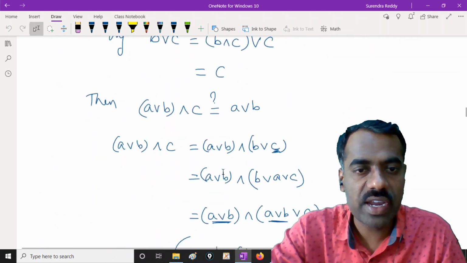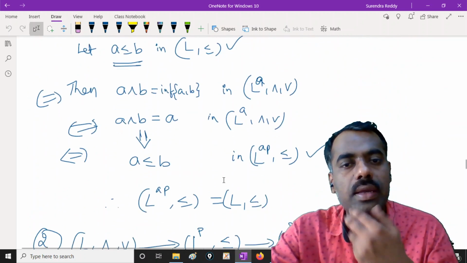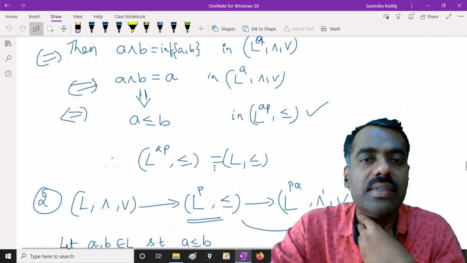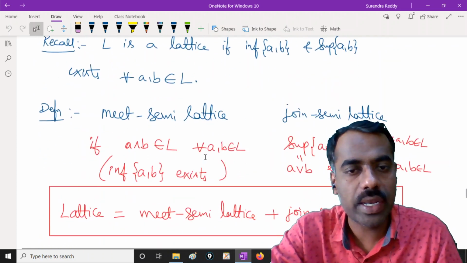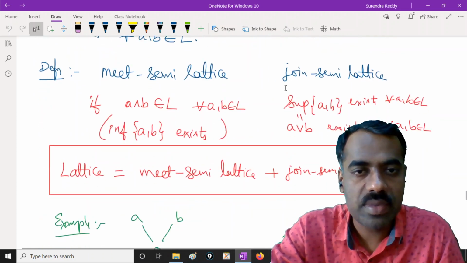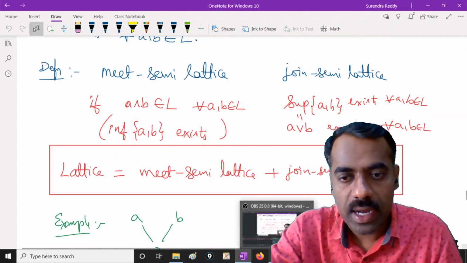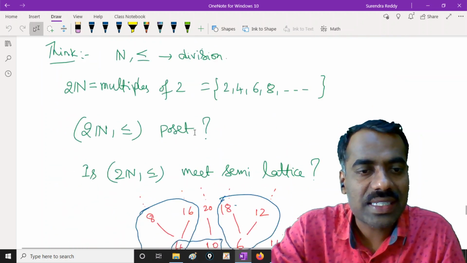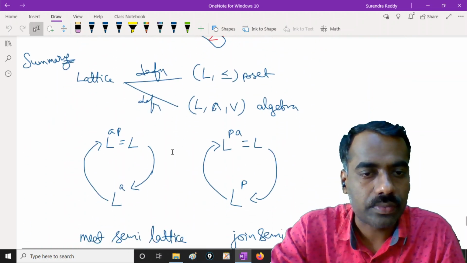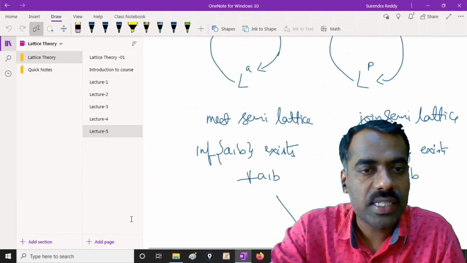And then, at the end, we defined what is meant by a semi-lattice. If it is not a lattice, we can define something called a semi-lattice in the form of meet and join. So, meet semi-lattice and join semi-lattice, right? Then we discussed some examples. Now we move to this lecture.